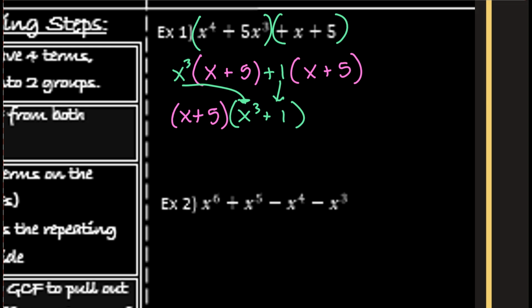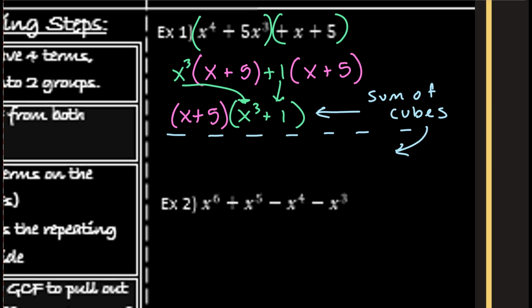Which one of these could maybe be factored more? The right one. Why can the right one maybe be factored more? It's cubed. Is x cubed a perfect cube? Yes. Is 1 a perfect cube? Yes. What can we use on this to factor it? Sum of cubes. We can use sum of cubes on x cubed plus 1.